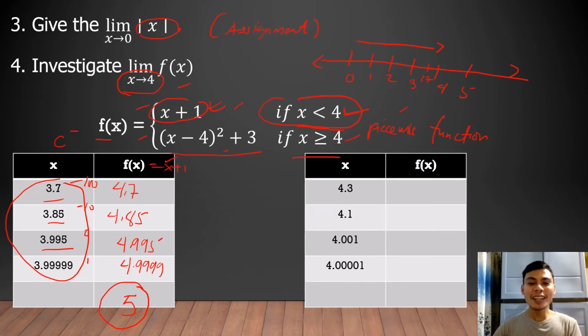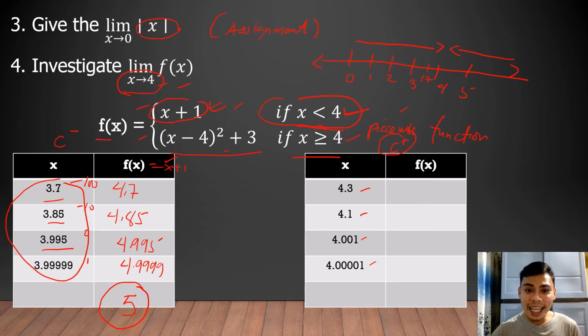So, values from the left, papuntang 5. So, we expect that dapat papuntang 5 din yan para ang limit is 5. So, let's try. So, from the right daw. Or, kung hindi ka makadraw ng number line, para to concretize the idea, so, if it's from the right, dapat larger or greater values than 4. So, anong mga greater? 4.3, 4.1, 4.001, 4.0001. Ganyan. So, let's have 4.3.